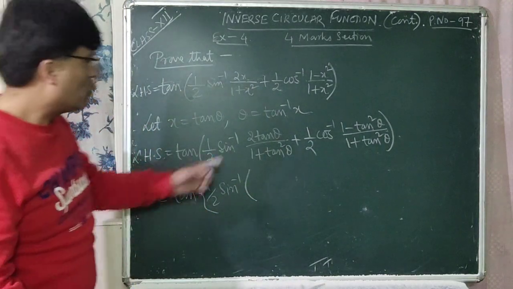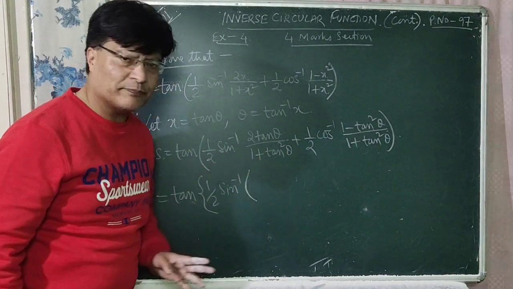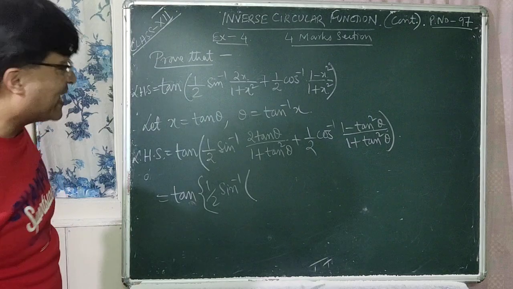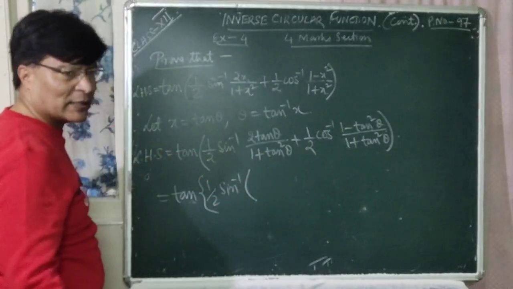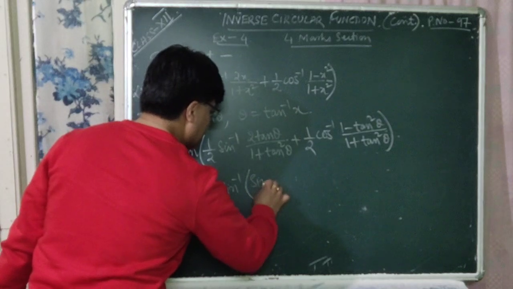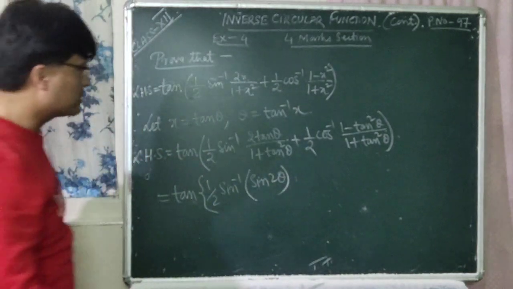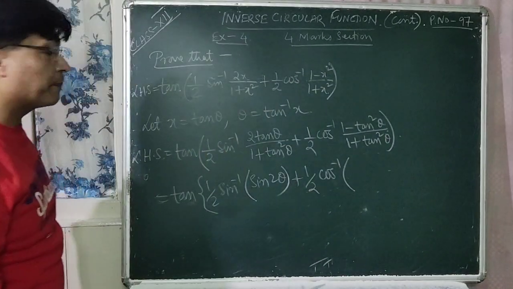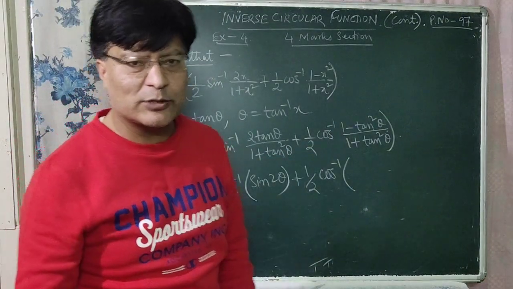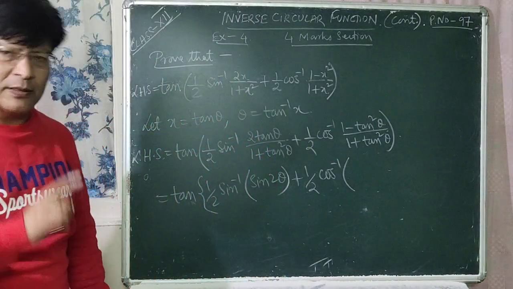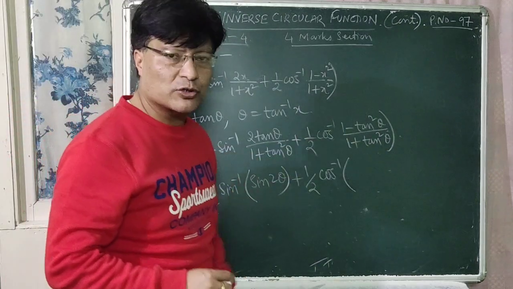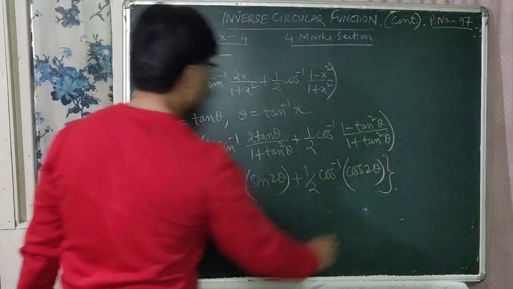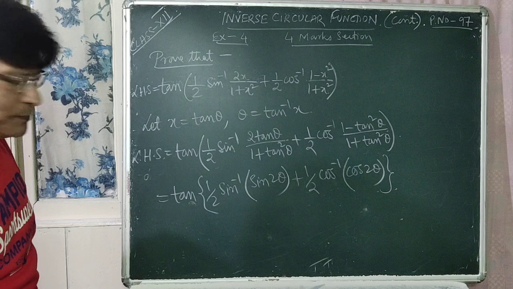So now, what is the formula for 2 tan theta upon 1 plus tan square theta? Just now we wrote it here in the rough part. What was that? 2 tan theta upon 1 plus tan square theta. You take a formula, it is sine 2 theta. Plus half cos inverse within bracket. What was the formula for 1 minus tan square theta upon 1 plus tan square theta? This is from multiple angles. This is your cos 2 theta. This formula is cos 2 theta, right? So here second bracket is closed. Is it clear to all of you?